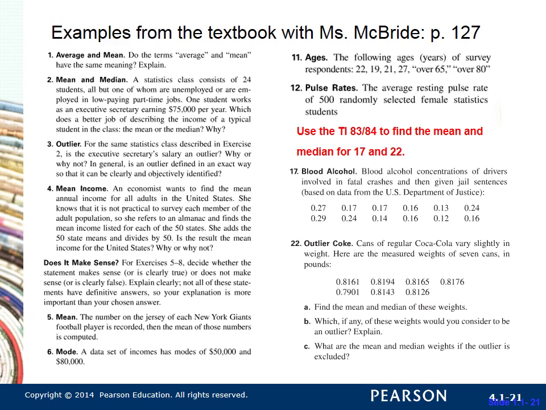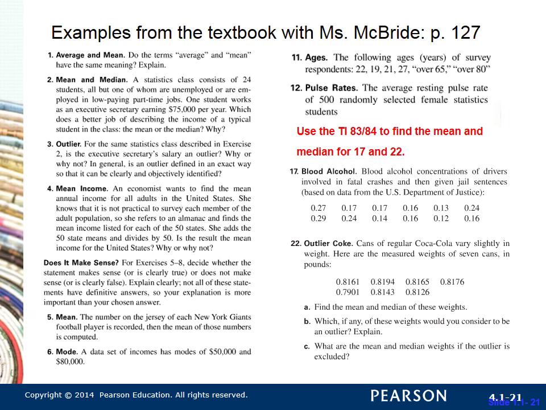Now part B, which if any of these weights would you consider to be an outlier? That 0.7901 is actually quite a bit lower than all the other ones, which are up in the 0.81 area. And then part C, what is the mean and median if the outlier is excluded? So go back to your calculator and re-enter the list, but only put in the 1, 2, 3, 4, 5, 6 values and leave out the 0.7901.